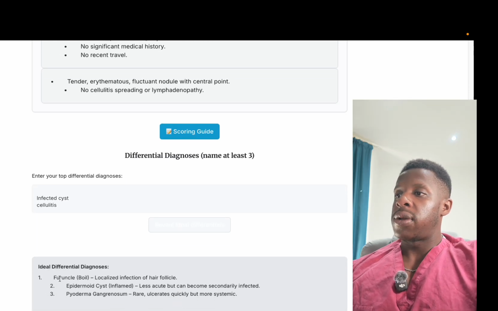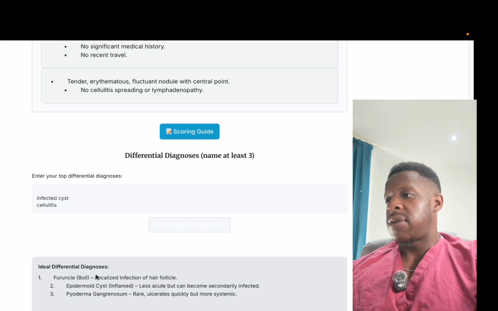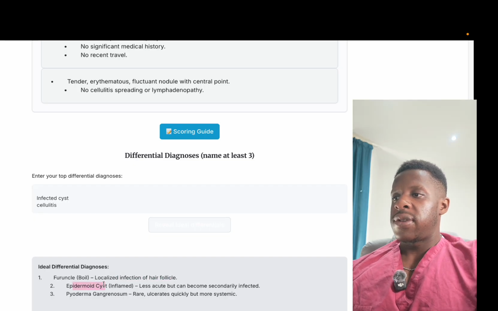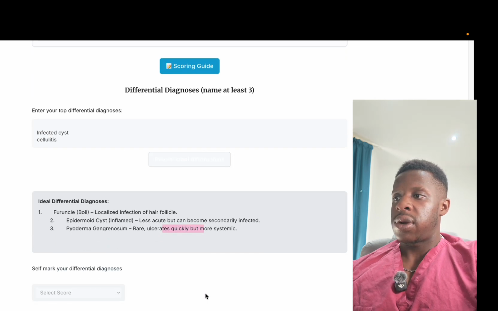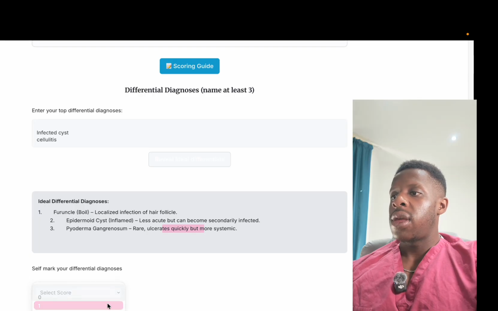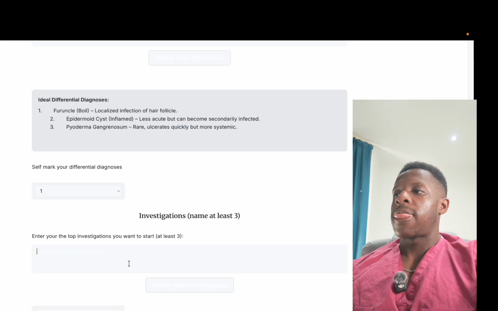Furuncle or boil, which is a localized infection of a hair follicle. I'm going to give myself the mark for that. Epidermoid cyst, inflamed, or secondarily infected. Pyoderma gangrenosum is rare, but also spreads quite quickly. Let's give ourselves a 1 for that one.